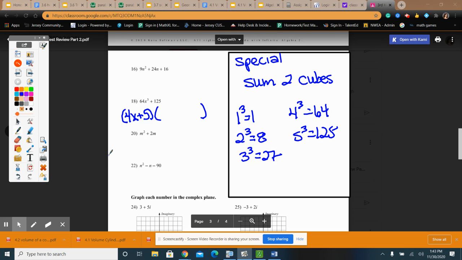So that's what's the first parenthesis. Then to get the last parenthesis, you square the first term. So 4x times 4x is 16x squared. You square the last term, so that's going to be a plus 25. You multiply these two together, which would be 20x, and then you change the sign. So it's a minus 20x.